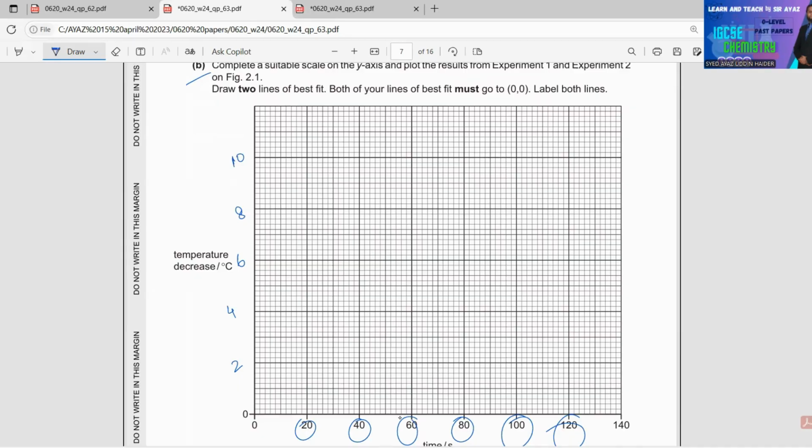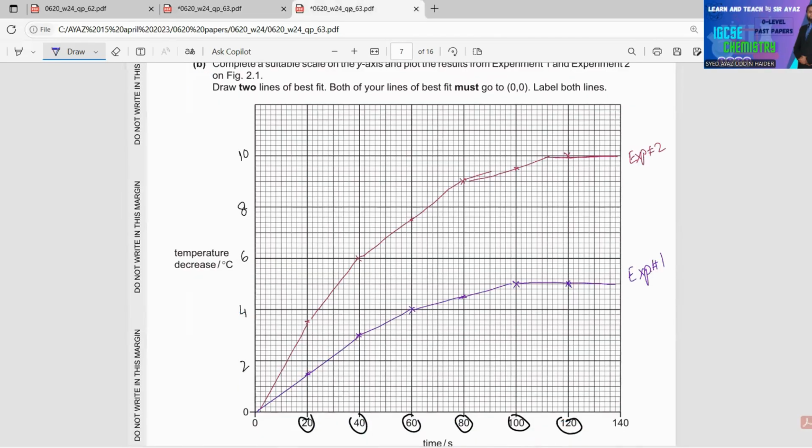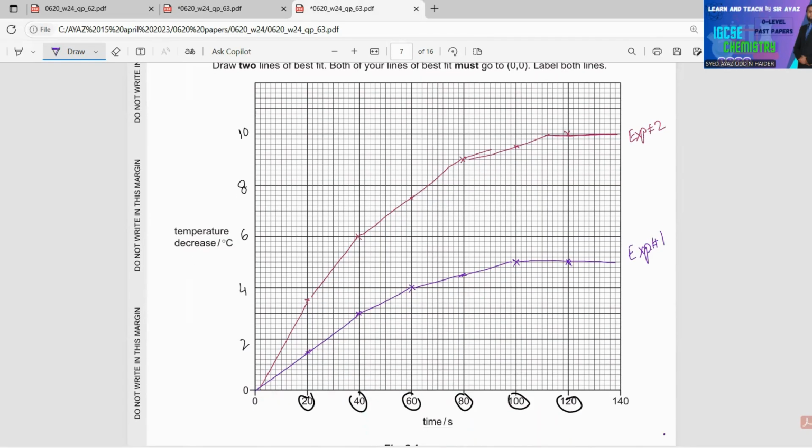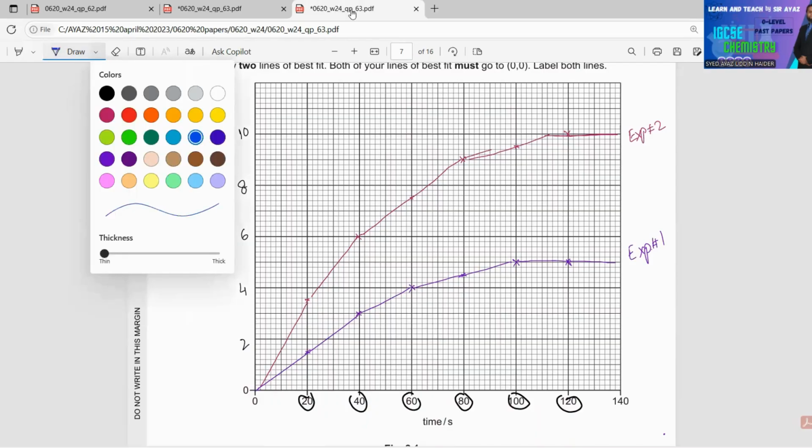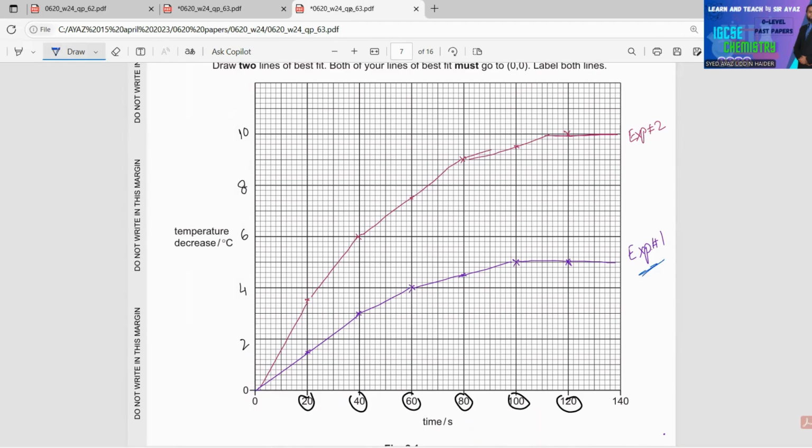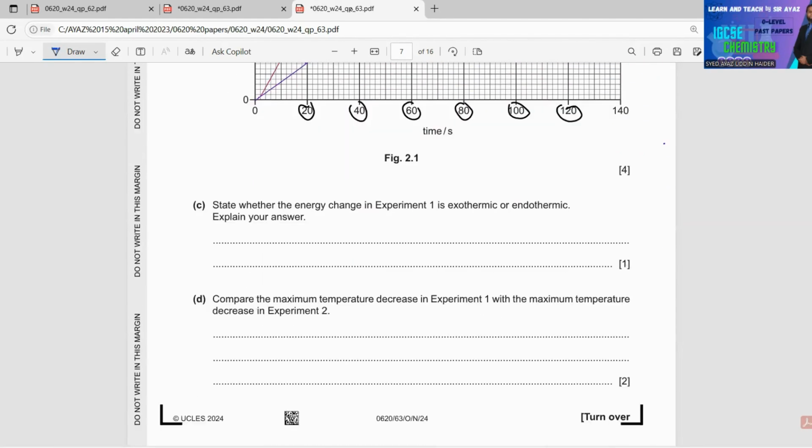So for your convenience, I am already done with the graph. You'll get the graph like this. So in the purple line, you have experiment 1. The red or maroon line, we have experiment 2. These will be the lines obtained for both the experiments.